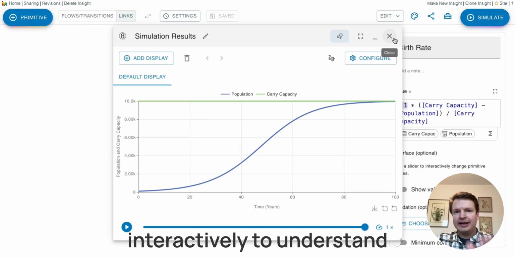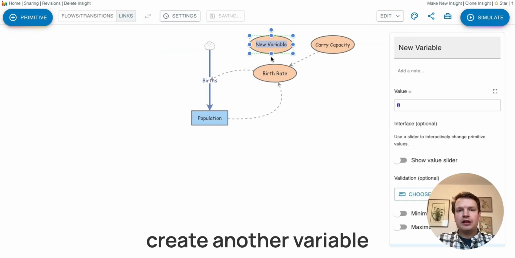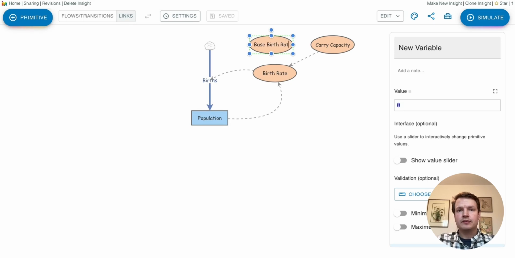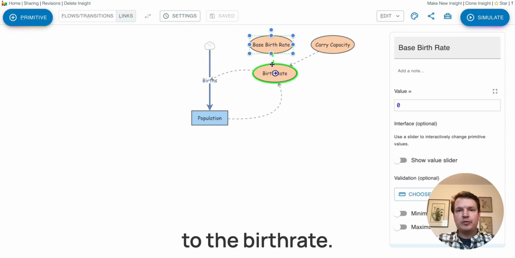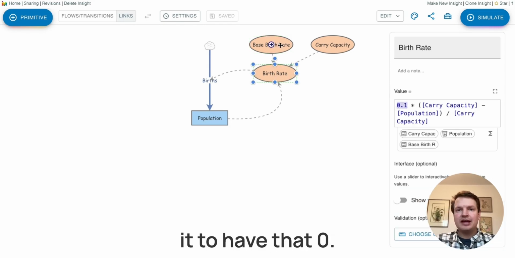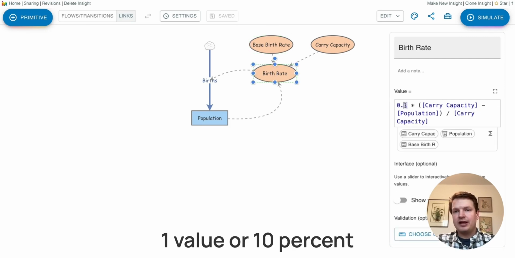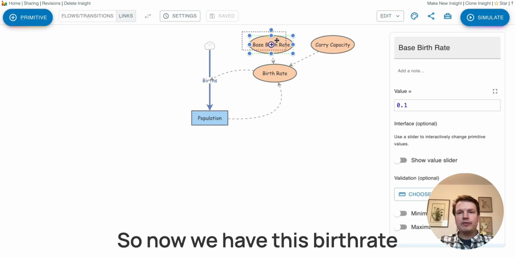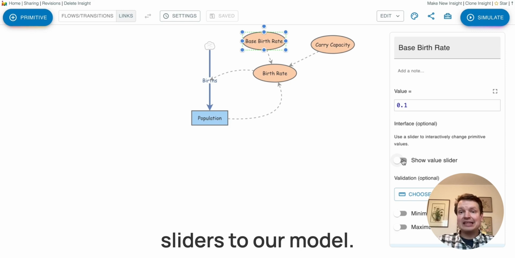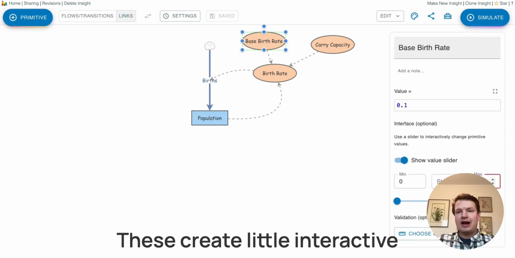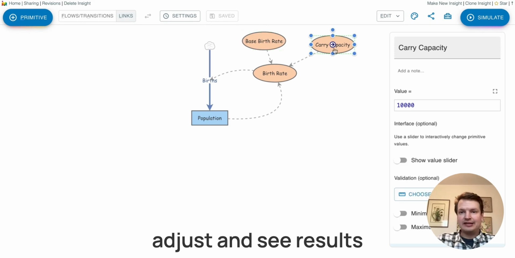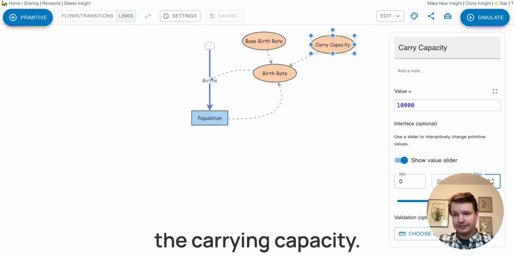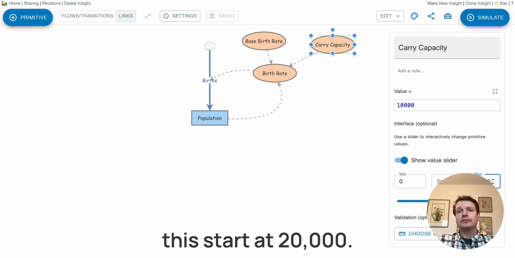We can explore this interactively to understand this a little better. To do that, I'm going to create another variable and call it base birth rate. Let me just link it to the birth rate, and we'll just use it to have that 0.1 value, or 10% birth rate, and we'll just replace it with that variable. So now we have this birth rate in a standalone variable. We'll also add sliders to our model. These create little interactive sliders that I can slide and adjust and see results change in real time. I'll do that both for the birth rate and for the carrying capacity. And let's just make this start at 20,000.